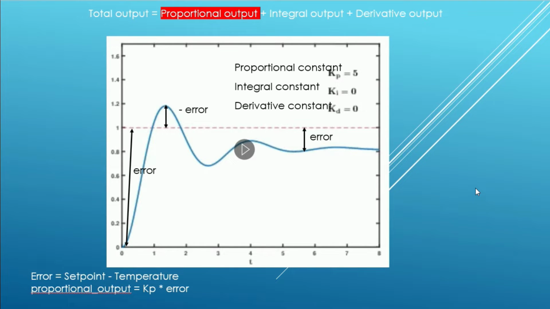Proportional control looks at the difference between a set point and the current control variable, or temperature, and adjusts the control output accordingly. In this example, the set point, or the desired output, is set to 1. That is represented by the red dashed line. When the control variable, which is represented by the blue line, is 0, there's a large difference between the set point and the control variable. This difference is referred to as the error.